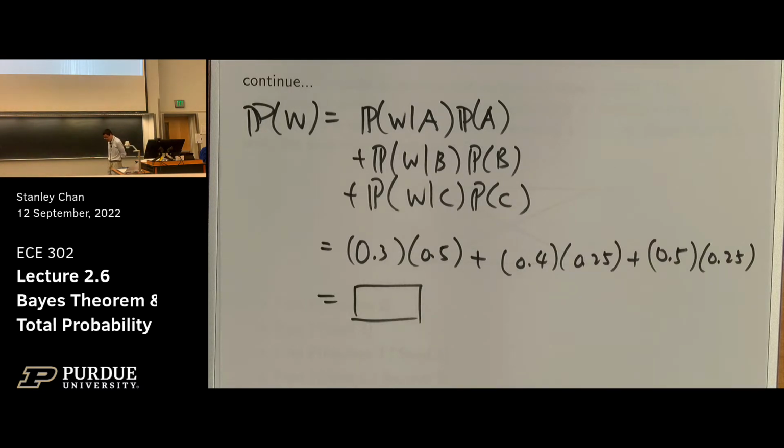Okay, so let me flip the question around. Suppose you have already won the game. What is the probability that you actually played with player A? Now that question is a little bit different from the conditional probability I asked you before, right? If you play with A, what is the chance of winning? That's 0.3. Now I'm asking, you have already won the game. That's the condition. What is the probability that you played with player A?